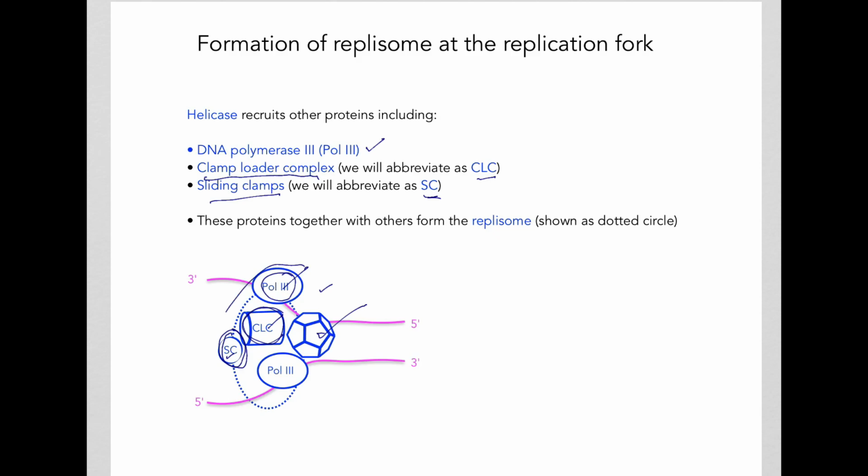All of these proteins, together with a few others, will form what is called the replisome. So here we have a replisome at one replication fork. As mentioned earlier, similarly there will be a replisome at the other replication fork.